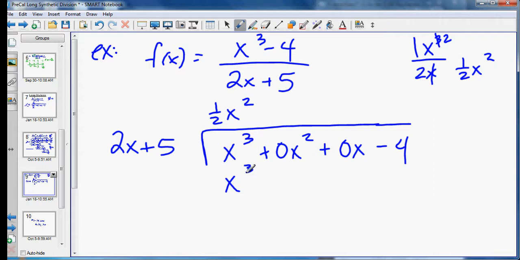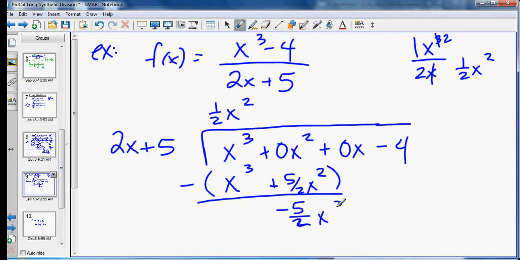Now I subtract. The x cubes cancel. 0 x squared minus 5/2 x squared gives me negative 5/2 x squared. Then I bring down the 0x. So I've divided, multiplied, subtracted. Now I bring down. Now I need to divide again.